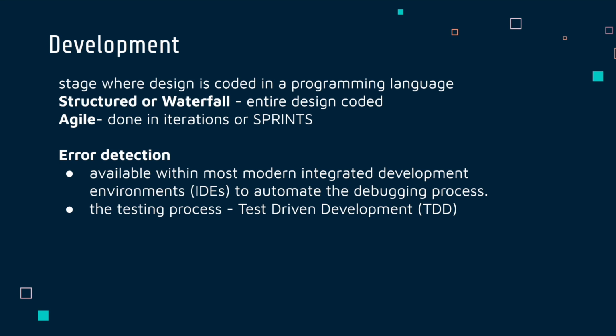Now, in the development stage of the software development cycle, there's lots of error detection that's available on the fly. Most modern IDEs, or integrated development environments, have some debugging steps. As you begin to code in your IDE, you'll notice that it starts to already tell you what isn't right.